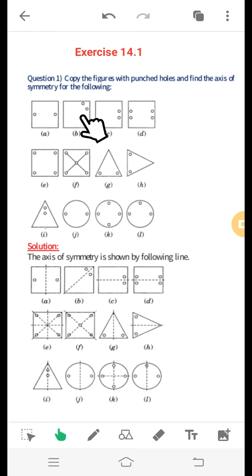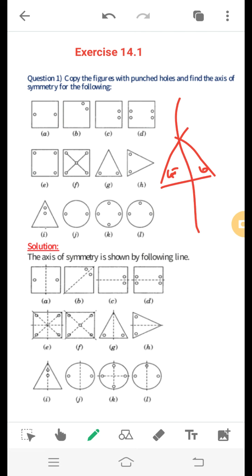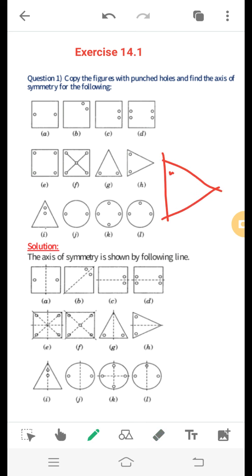Similarly for the second, we have to draw the line of symmetry from here. For the third, draw the line from here. Fourth one, draw the line from here. Similarly for the fifth one, sixth one, seventh one, a triangle is given and the hole is given here. So we have to draw the line from here. In the next one, a triangle is given like this. So we have to draw the line from here. Similarly for the other shapes.